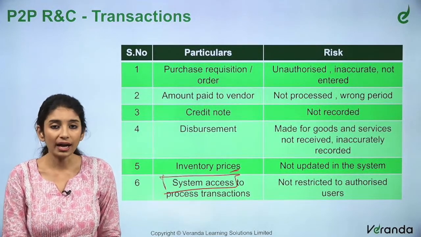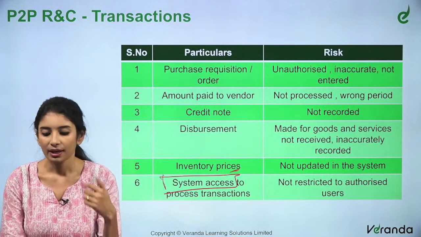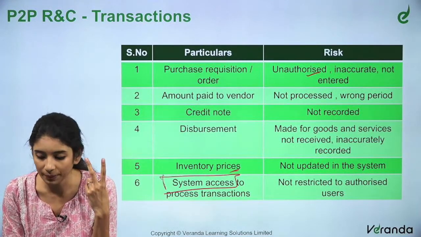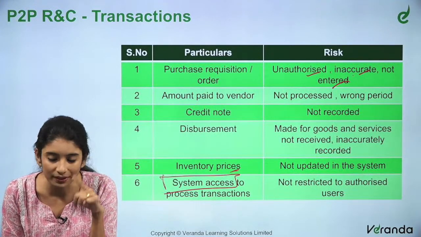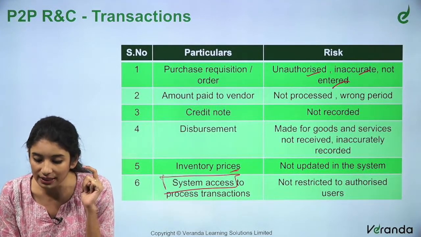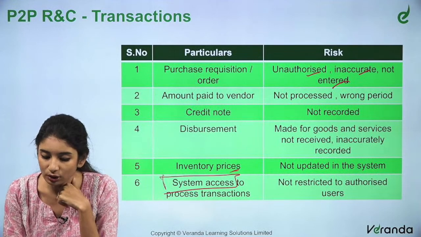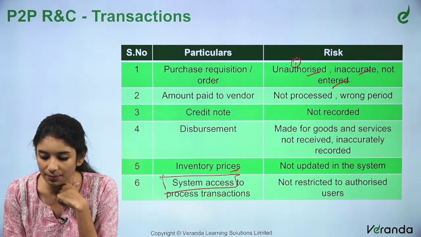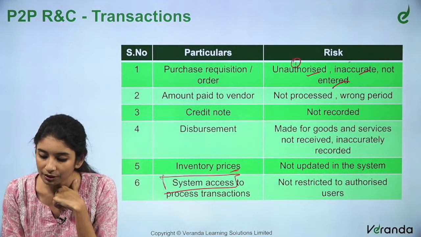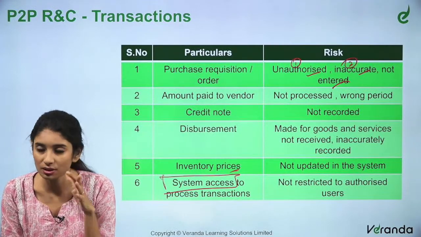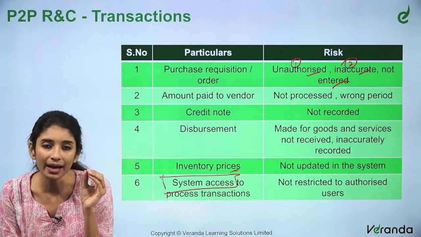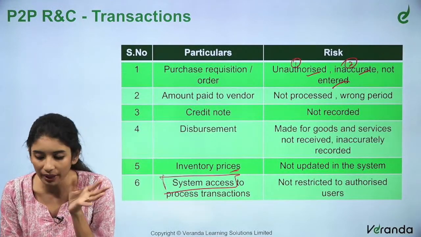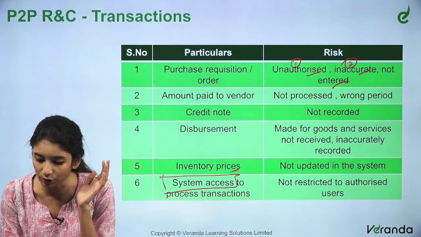Okay. So, with regards to all these transactions, it could be unauthorized, it could be inaccurate, or it could be not entered. These are the 3 common points with respect to all the transactions. So, this covers 3 points here. Purchase order or purchase requisition is raised by an unauthorized person. Purchase order raised is inaccurate. I wanted items A, B, C. In the purchase order, I have written items A, B, D, E, F. I have added some wrong items, inaccurate.